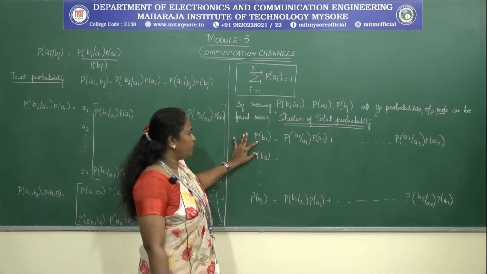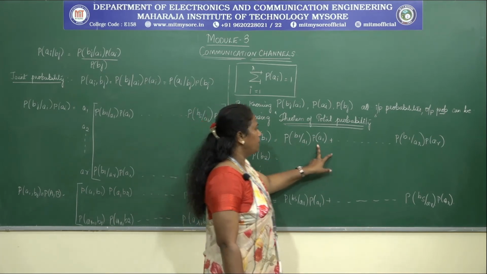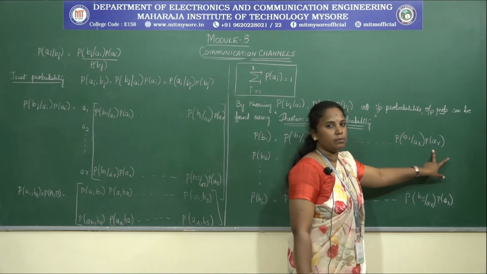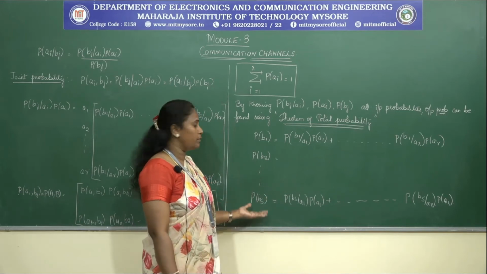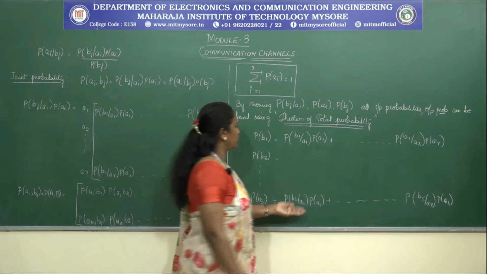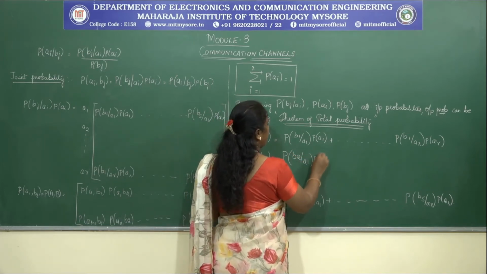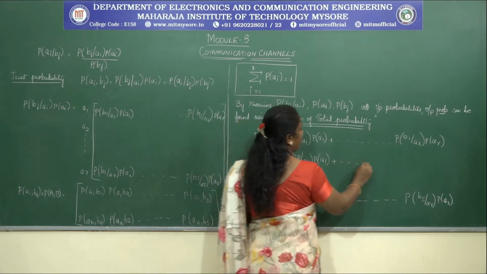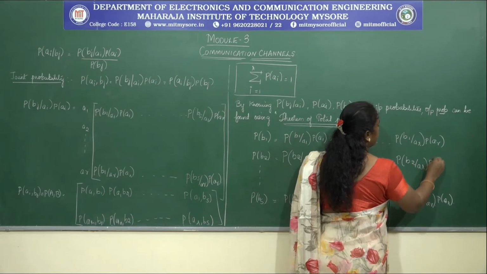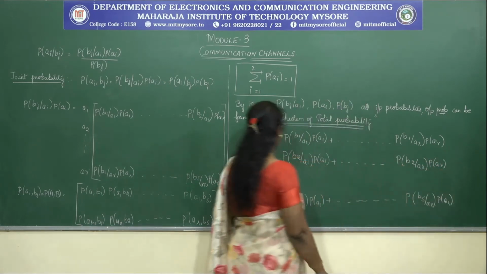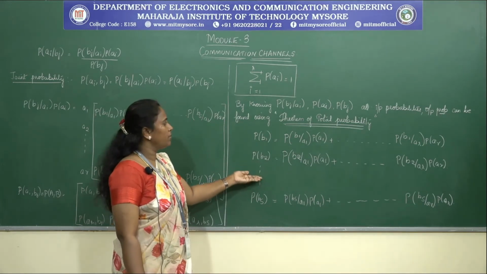So P of B1 is equal to P of B1 by A1 into P of A1. Up to how many symbols? We need to consider up to R number of symbols. Similarly, up to Bs number of output symbols you need to find. Everything is found in this way, that is P of B2 by A1 into P of A1, up to P of B2 by AR into P of AR. Okay, so this is how we are going to find the output symbols.